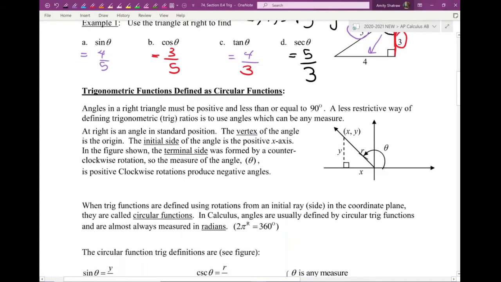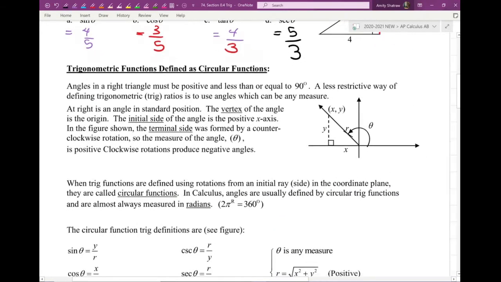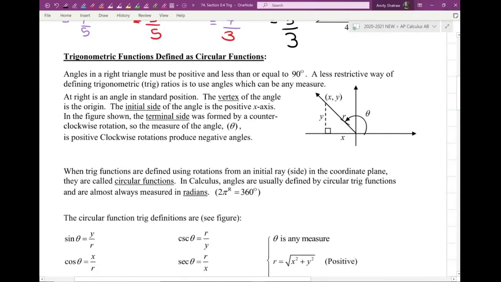So trigonometric functions are defined as circular functions. They must be positive and less than or equal to 90 degrees. A less restrictive way of defining trig ratios is to use angles, which can be any measure. At right is an angle in standard position. The vertex of the angle is the origin. The initial side of the angle is the positive x-axis.